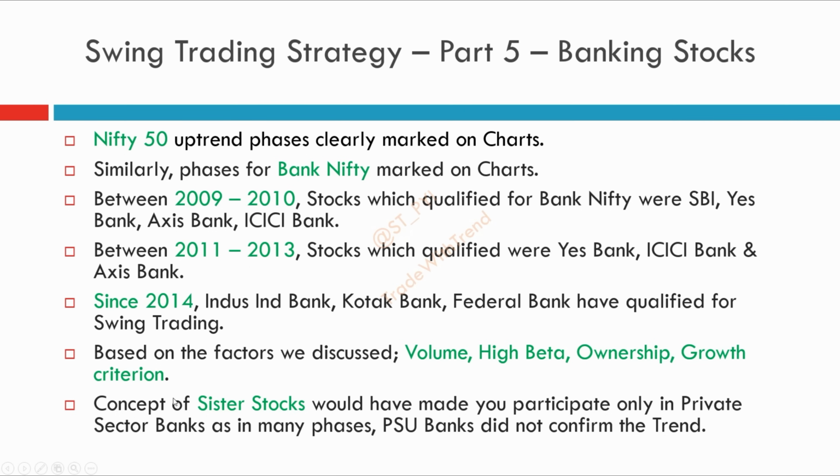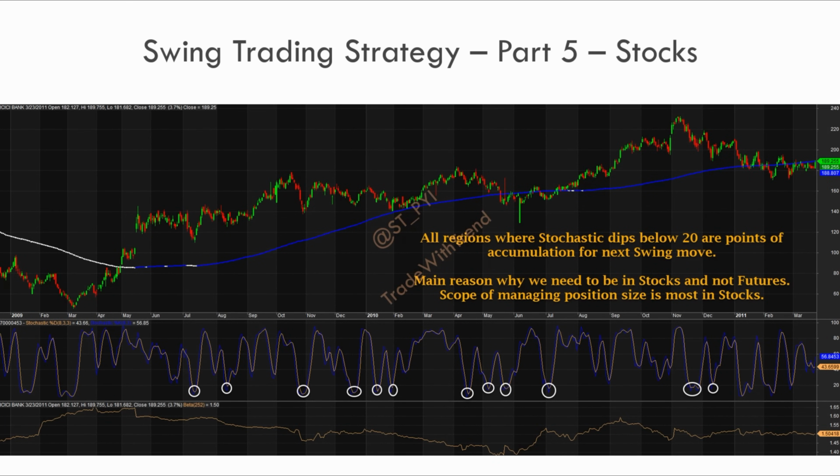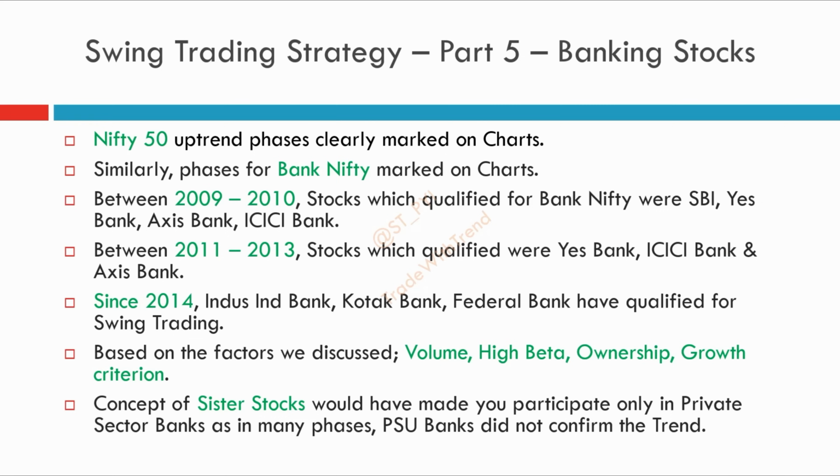The concept of sister stocks that we discussed in the previous part would have led you to not participate in SBI between 2009-2010, because most of the PSU banks were not confirming the trend even then. Bank of Baroda, Punjab National Bank, and SBI were actually confirming the trend, but I think the smaller PSU banks were still above the 200-day moving average, but still the trend was not that strong. So for a better explanation, I'll just take up Yes Bank, Axis Bank, and ICICI Bank for the phase 2009 and 2010.